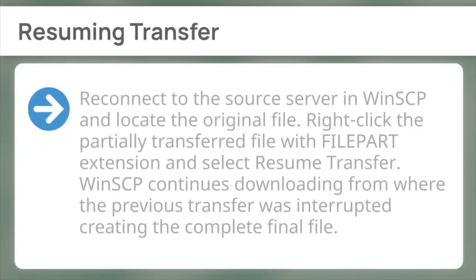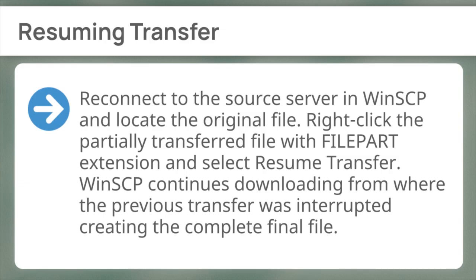First, resuming transfer. Reconnect to the source server in WinSCP and locate the original file. Right-click the partially transferred file with the FILEPART extension and select Resume Transfer. WinSCP continues downloading from where the previous transfer was interrupted, creating the complete final file.